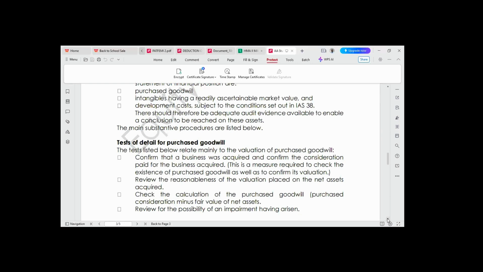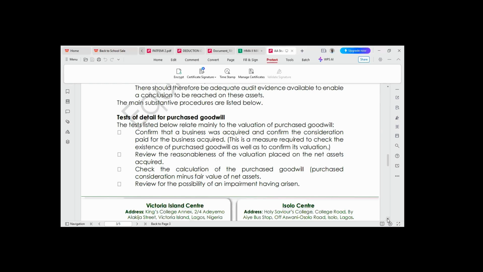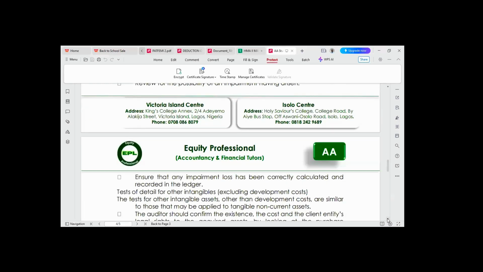The auditor will also review the possibility of an impairment arising, because sometimes if they have not been doing impairment, it may affect the value of the net assets. The auditor will test all of that. Then the auditor will also ensure that any impairment loss has been correctly calculated and recorded in the ledger. All of what I just explained relates to purchase goodwill. Now, the second one is test of details for other intangibles.